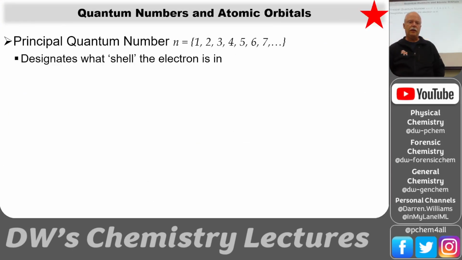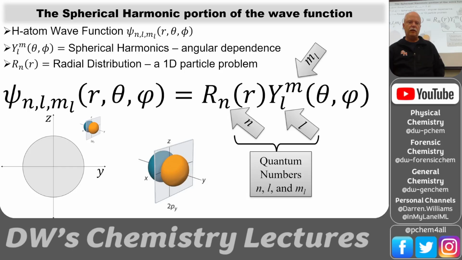Okay, so let's look at these. So here we have the H atom wave function. We've looked at the radial distribution function. It's a 1D particle problem. But then we get to the spherical harmonics, and it's a little bit more difficult. But look, the clue to the spherical harmonics, the angular dependence, is that word, spherical harmonics.